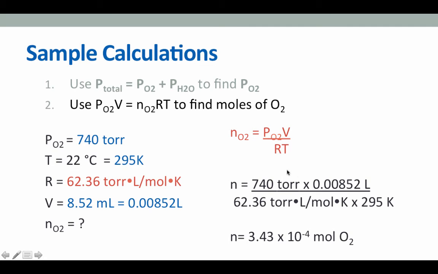And I've just plugged in my values here, done the calculation on my calculator, and I've found that the moles of oxygen gas produced is 3.43 times 10 to the negative 4 moles of oxygen gas.